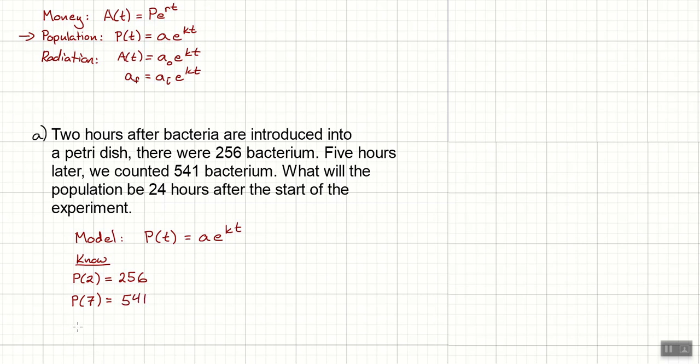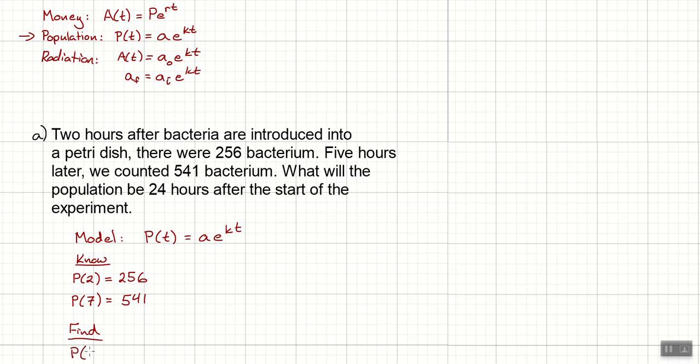Cool. We don't know k. That's a bummer. We don't even know A. We don't know how many bacteria we introduced initially, which is kind of a bummer. But we'll figure it out. Anything else that I know? I don't think so. What am I trying to find in the end?